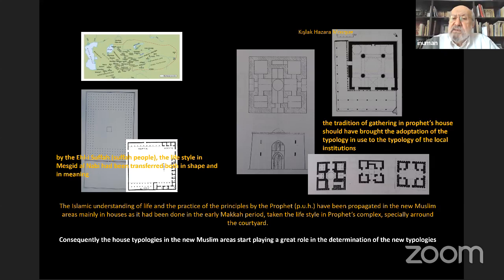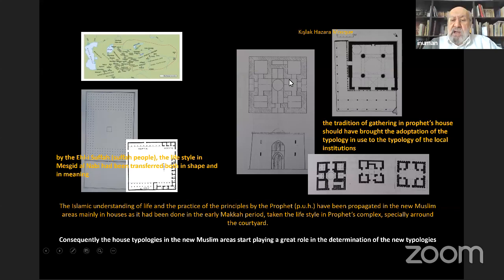So the tradition, which is born in the Prophet's (Sallallahu Alaihi Wasallam) Masjid in Nabawi, by the Ahl Sufa, or the Sufa people who distributed to different places to preach Islam, the Masjid Nabawi traditions has been transferred in the shape and in the meaning to the other places. So the traditions gathered in Prophet's house should have brought the adaptation of the typology in use of the typology of the local institutions.